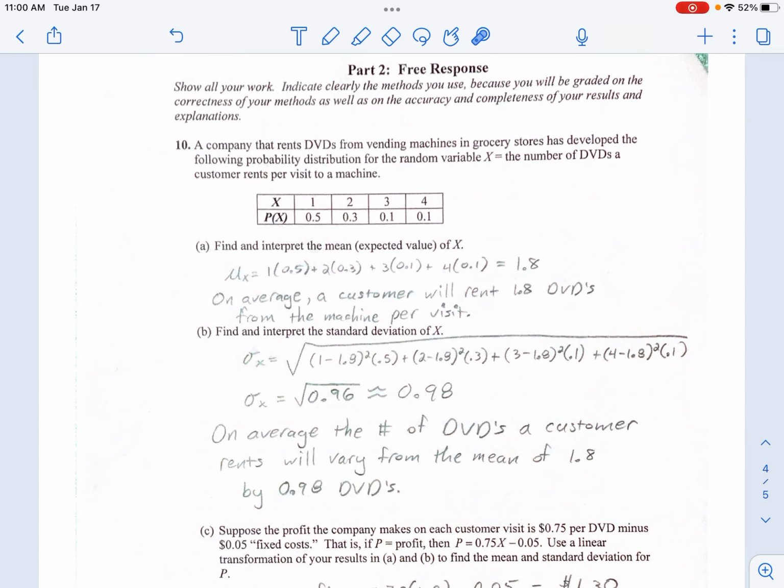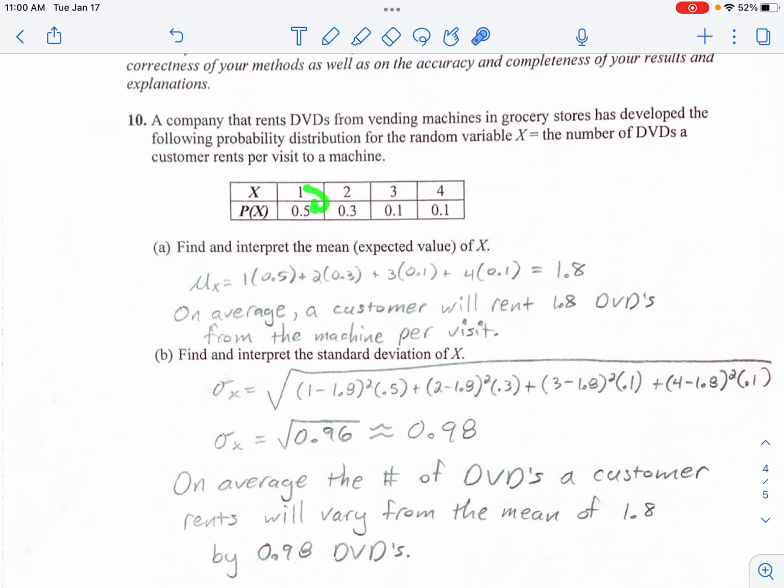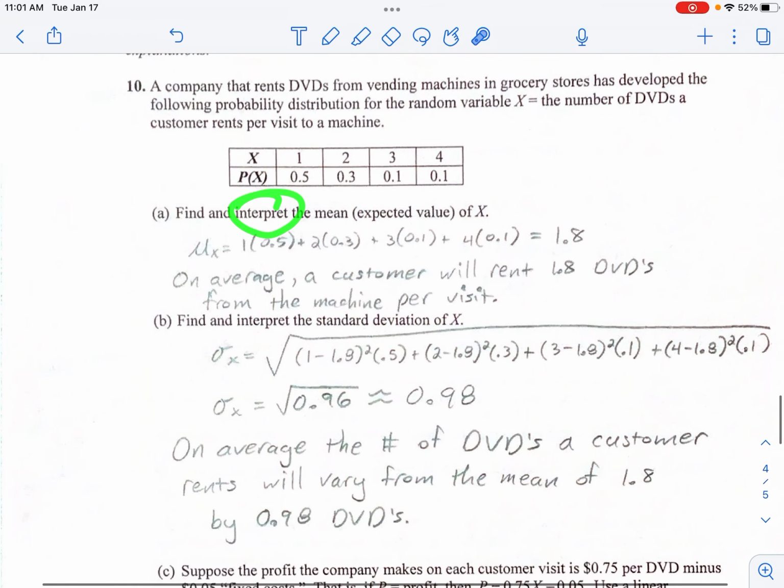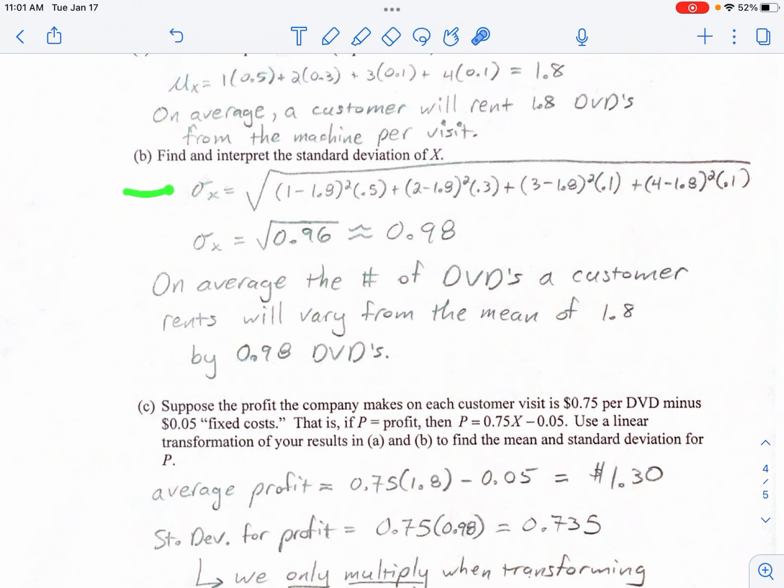Free response. Here it gives you a table of data. This should be a dead giveaway right away, folks. This is not binomial, not geometric. This is a probability distribution for this variable. Find and interpret the mean. This is when you do 1 times 0.5 plus 2 times 0.3 and so on, and write it all out. Just be very careful. There's no button that does this for you. Remember to interpret.